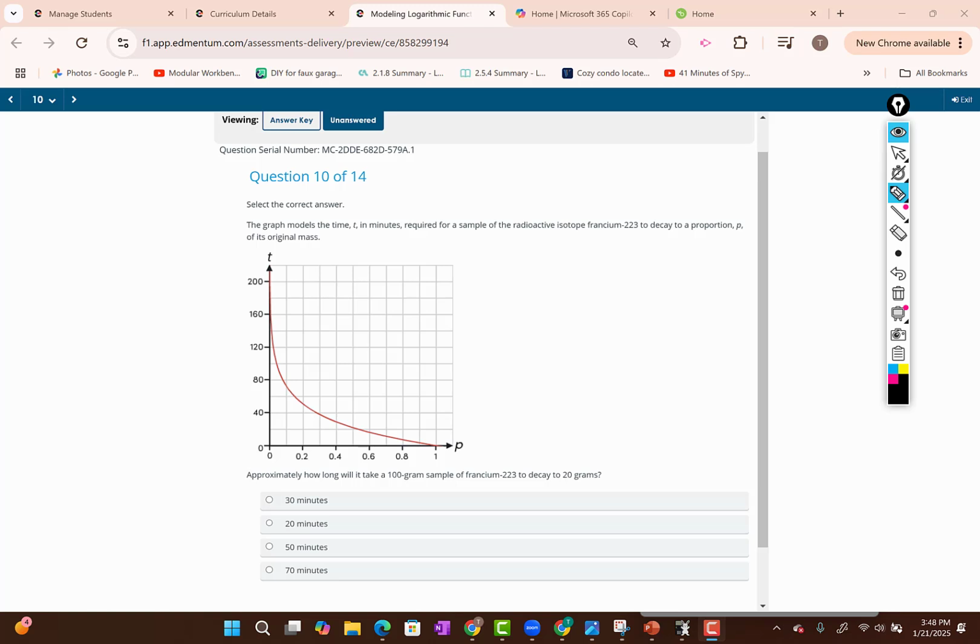Question 10, the graph models the time t in minutes required for a sample of the radioactive isotope francium-223 to decay to a proportion p of its original mass. Approximately how long will it take a 100-gram sample of francium-223 to decay to 20 grams?